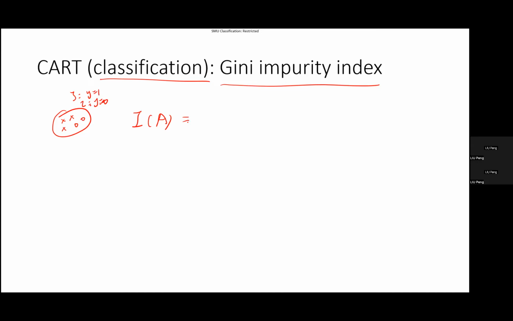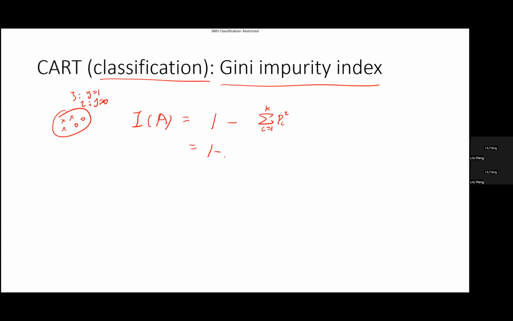The calculation goes like this. It defines 1 minus the sum of the squares of the probabilities, right? The C represents a category, and the category can go from 1 to the total number of categories K. So let's plug this in and do the calculation.